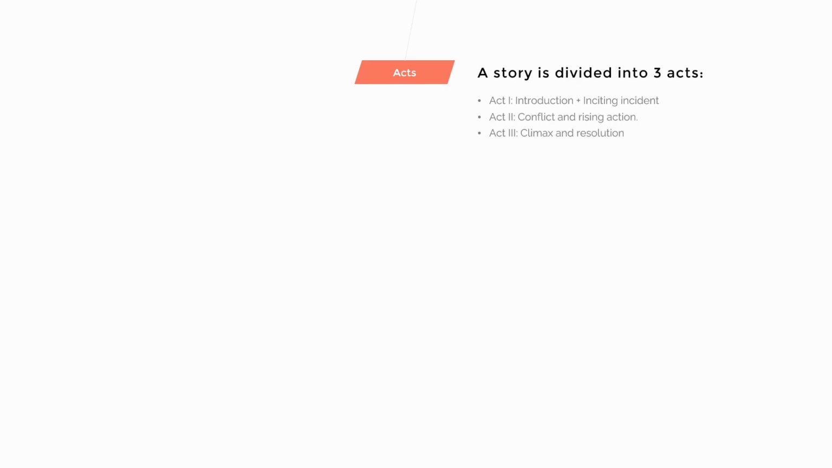So let's recap. Alright, so first we talked about acts. So a story is divided into 3 acts. The first act is the introduction and inciting incident, and then Act 2 is the conflict and rising action, and Act 3 is the climax and resolution.